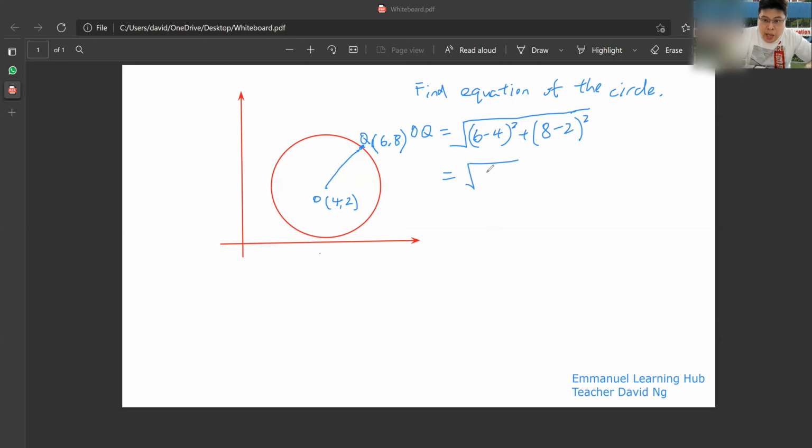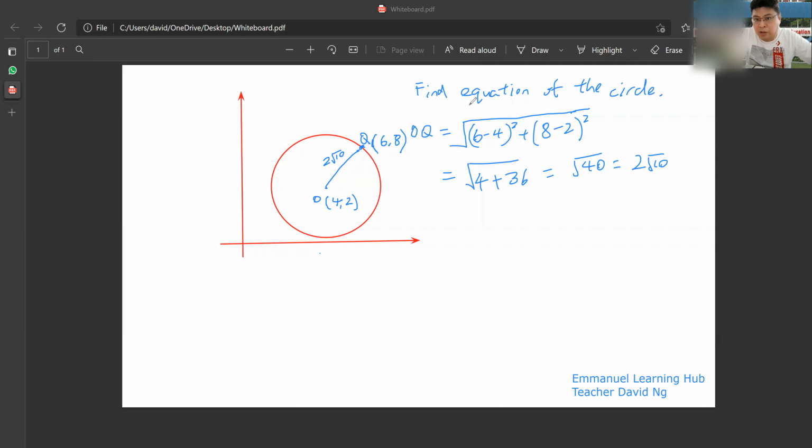This one is 2 squared, which is 4. 8 minus 2 is 6, and 6 squared is 36. Square root of 40. Okay, square root of 40, you simplify further, right? You get 2 root 10. So the radius is 2 root 10. Okay, the radius is 2 root 10.